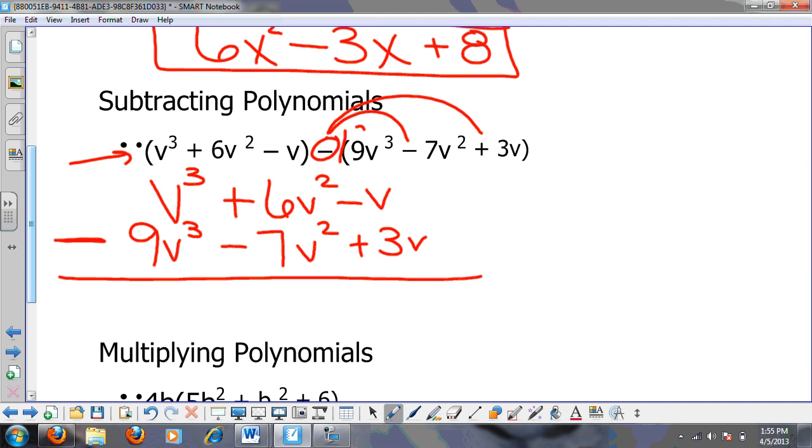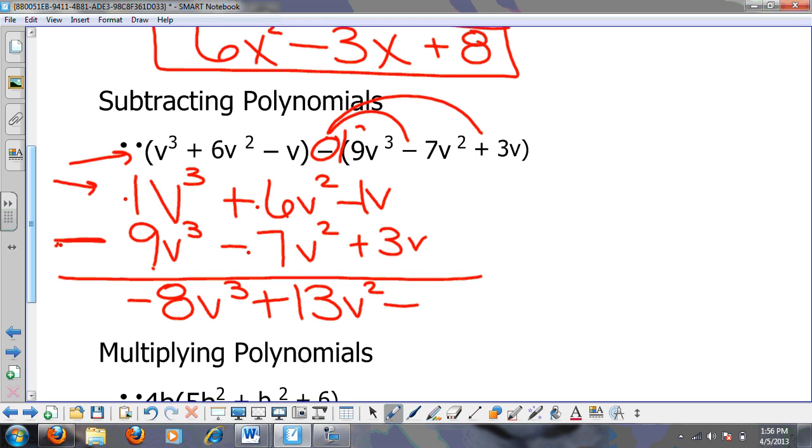Same thing like we did with our systems. No coefficient here. I can put a 1. 1 minus 9, negative 8, b cubed. 6 minus negative 7. Minus negative 7 becomes plus 7. 6 plus 7 is 13, b squared. Negative 1b minus 3b, negative 4b. Subtracting polynomials. We will do some practice with that.